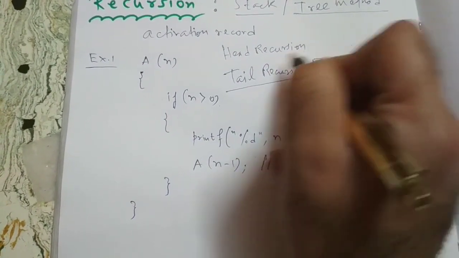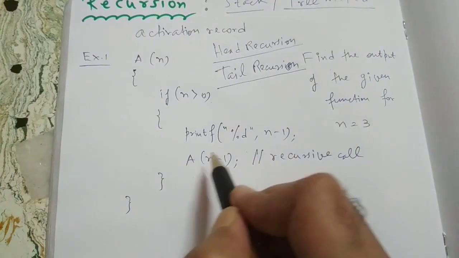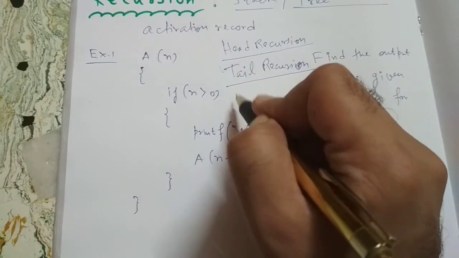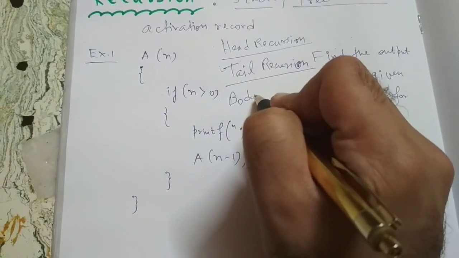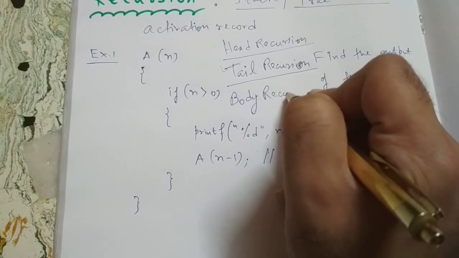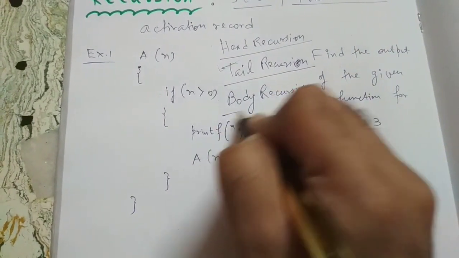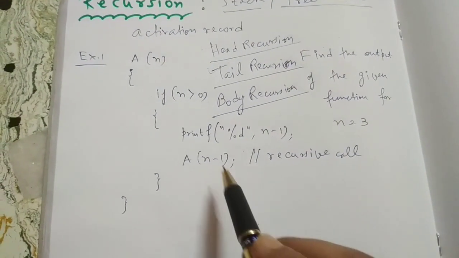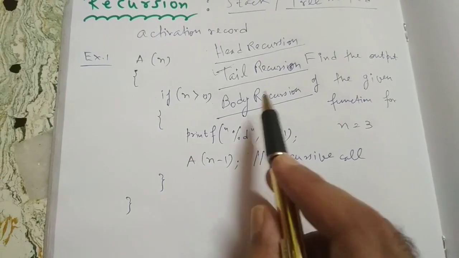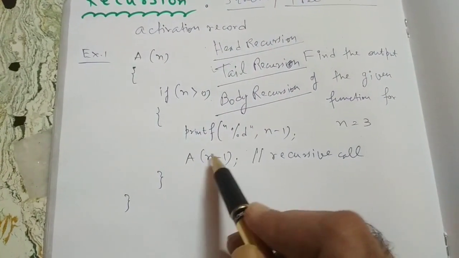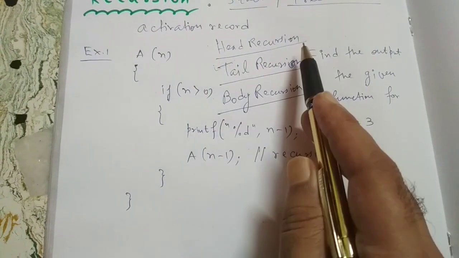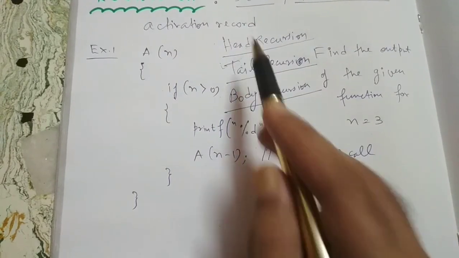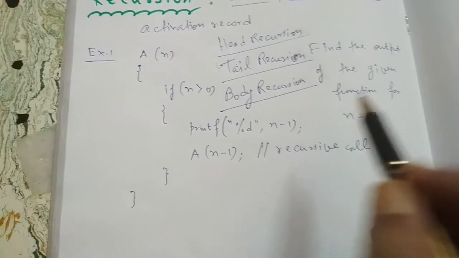We'll see examples of head recursion as well. If the recursive call is placed anywhere other than the head or the tail, it is known as body recursion. So these are the three kinds of recursion. When the recursive call is placed at the end, as you can see here, it is tail recursion. When it is placed at the beginning, it is head recursion. And when it is placed anywhere other than the head or the tail, it is body recursion. I hope this part is clear.